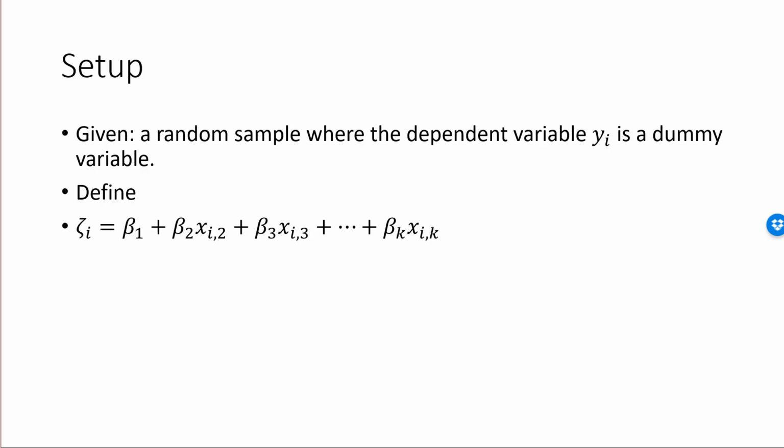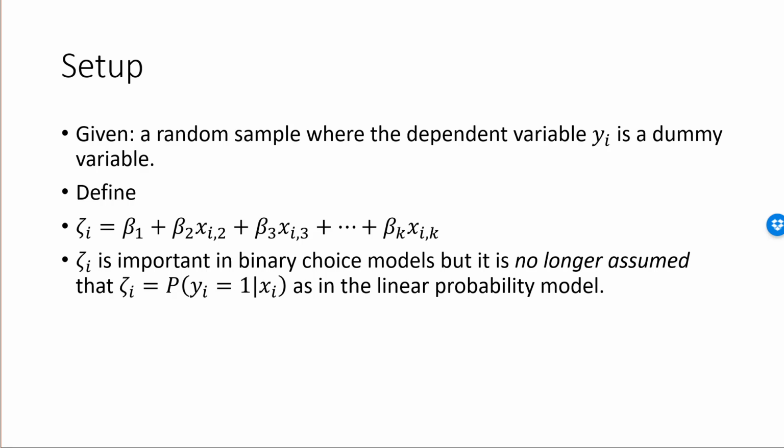This zeta value is important in binary choice models, but it's important to point out that we do not assume that the probability that yi is equal to 1 conditionally on xi is zeta i. That's exactly what we do in the linear probability model. And that is what is causing the problem for the linear probability model, because linear functions are not bounded to lie between 0 and 1.